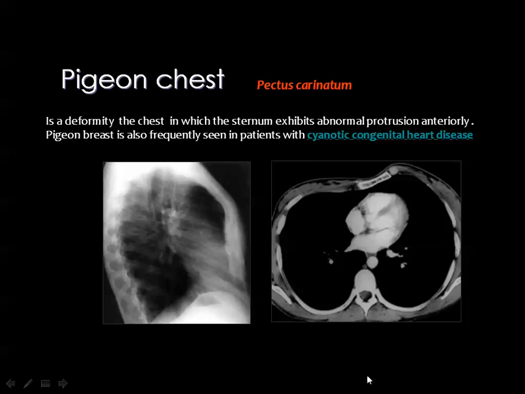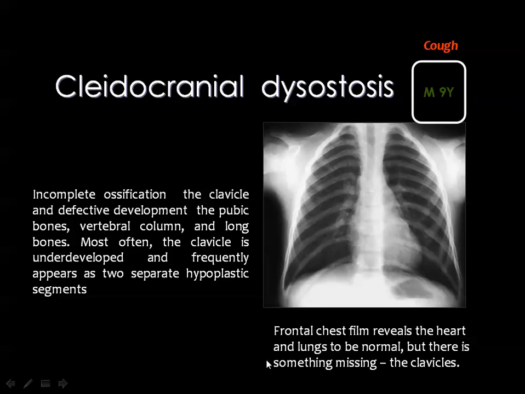Then pectus craniatum means that there is deformity in the chest in which the sternum exhibits abnormal protrusion anteriorly, and this anomaly is frequently seen in patients with cyanotic congenital heart disease. As I have said, the anomaly is easily appreciated in the lateral view, and of course in the CT scan as well.